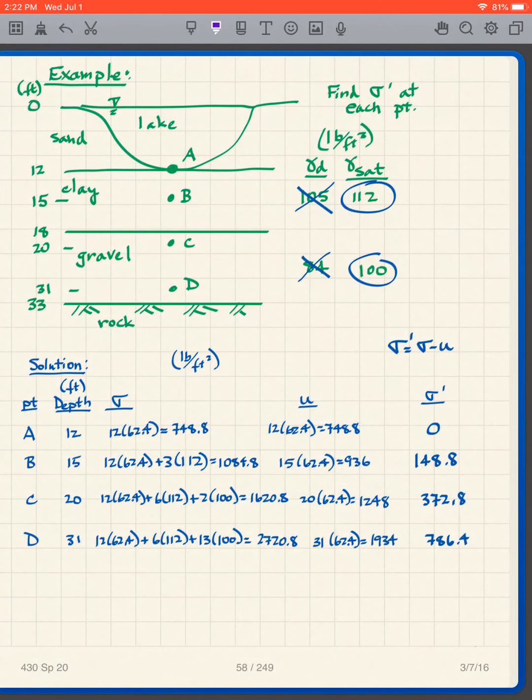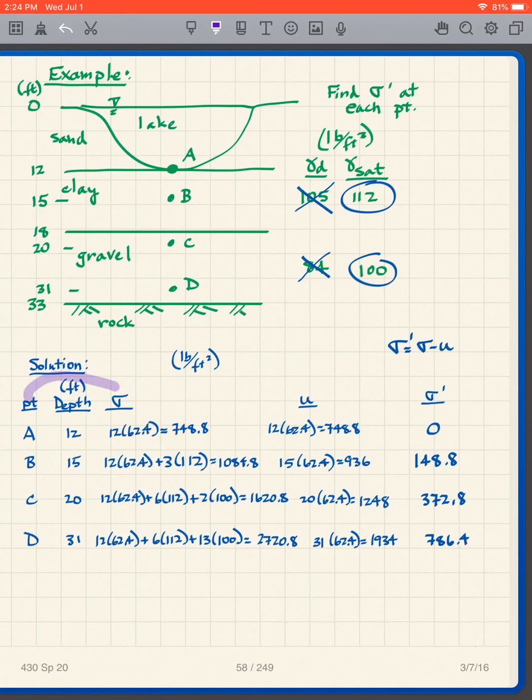Okay, let's do another example. In this particular case, I'm looking right here, and I have A, B, C, and D, 4 points of interest there. And if we notice here, I'm below a lake. And so I'm going to take that into consideration and see what that does for us.